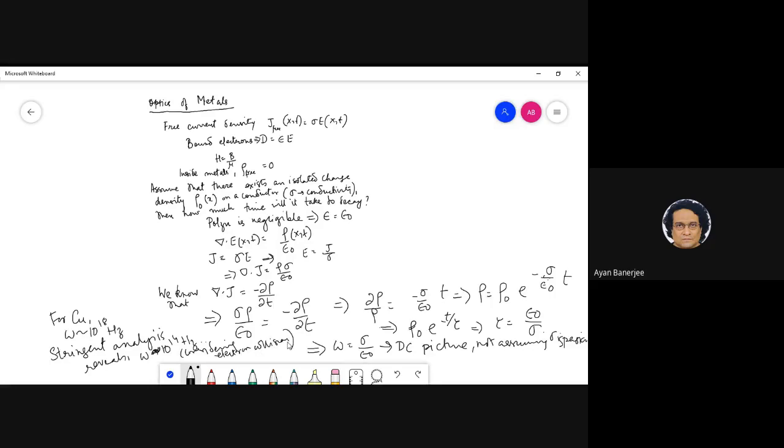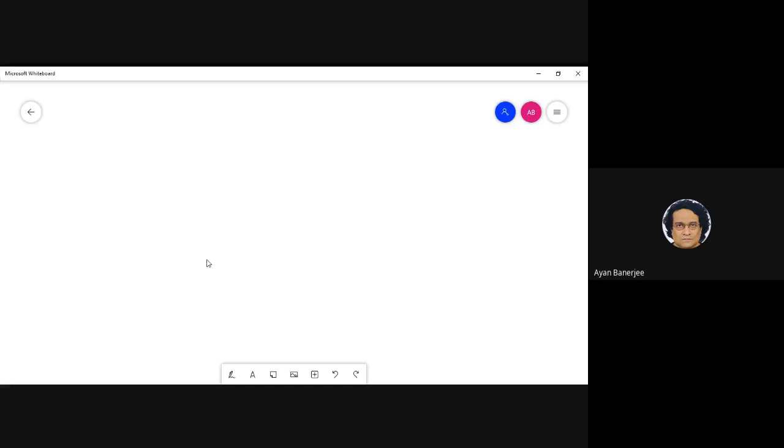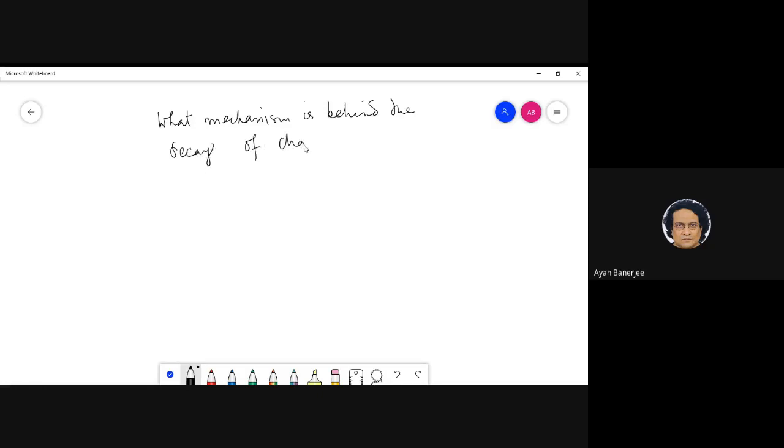Now, what we need to understand in terms of physics is, why do you think this is happening? Why is this decay happening? What is the pathway? What mechanism is behind the decay of charge? So what do you think, guys? What is the mechanism that is behind this?